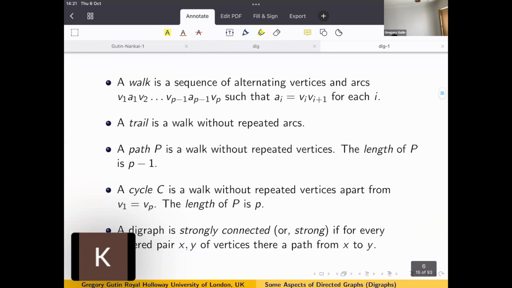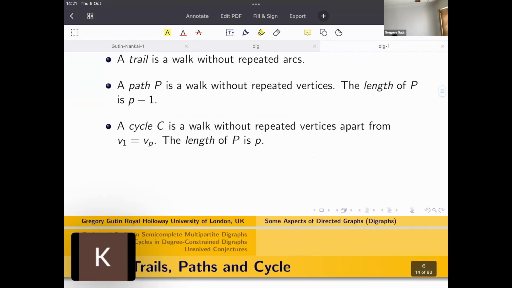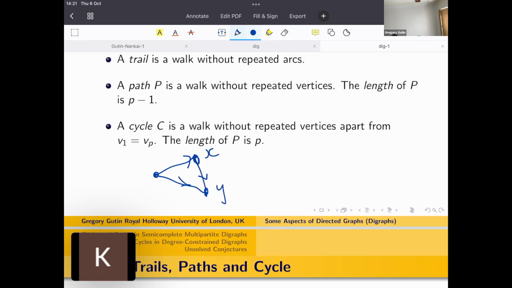Now, strongly connected. What is a strongly connected digraph? A digraph is strongly connected if for every ordered pair of vertices, you can go from the first to the second. For example, take this tournament which I depicted before. It is not strongly connected because you cannot get from y to x. There is no possibility to do it.